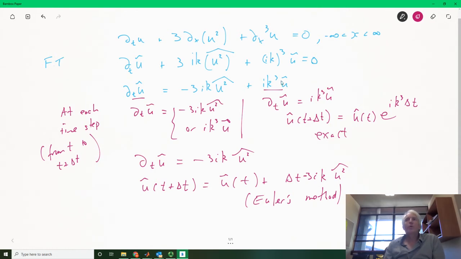You could decide, what the heck, I'm going to solve this and add an Euler's method on here and not solve this exactly. It doesn't make a huge amount of difference here, but sometimes it's nice to be a bit clever, isn't it? So let's have a look at how that's going to work in practice.